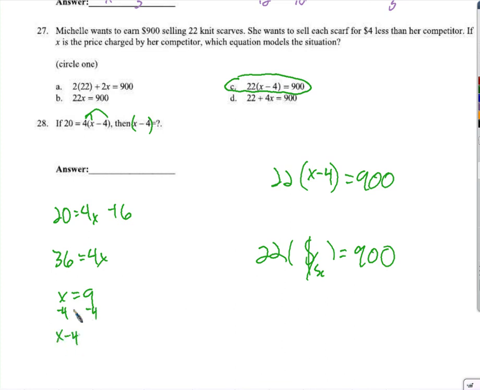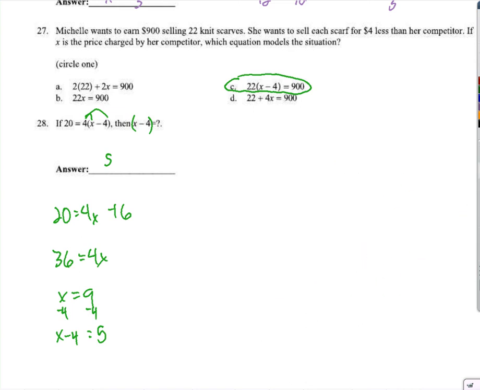This side is what? X minus 4, right? That's what I get when I subtract 4 from x. And this side is 5. So x minus 4 is 5. I did it. Okay, but we don't have to do that. That doesn't have to be our life. We can do this a little bit more quickly.